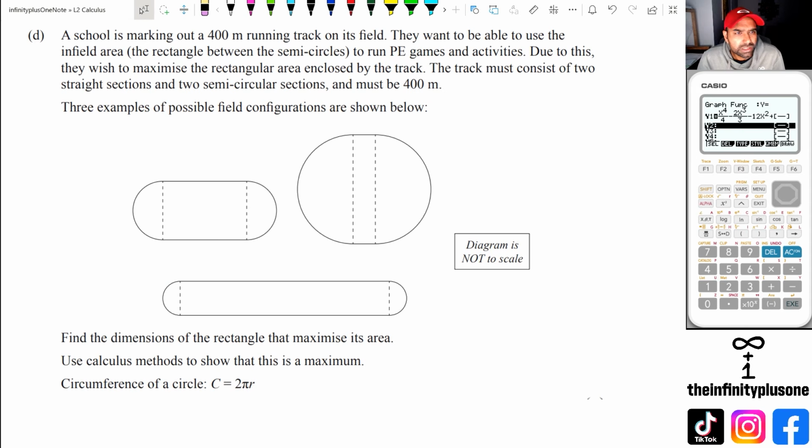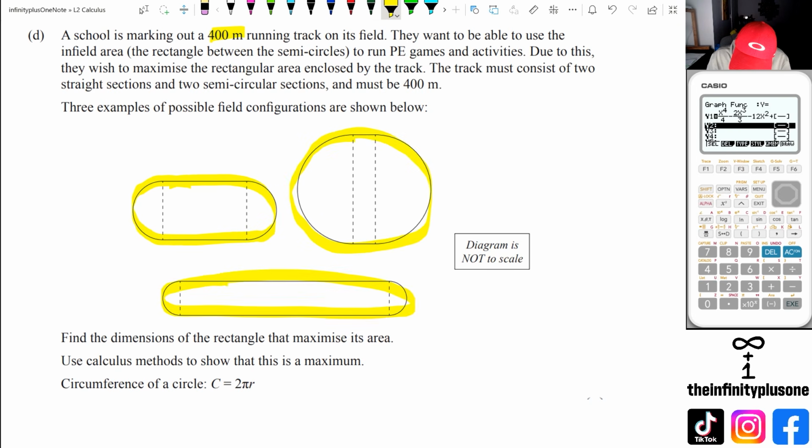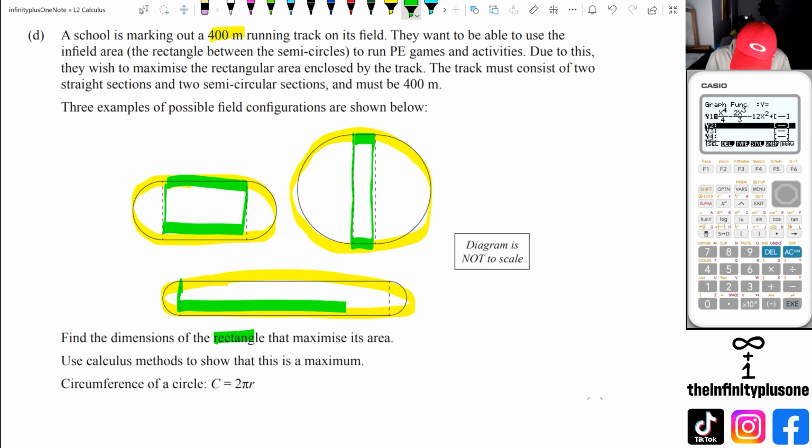So with question D, what we've got is a circle and a rectangle. The rectangle is actually inside the circle. And what we know is we've got 400 meters of running track. Basically, this border here is worth 400 meters. What we're trying to figure out is the dimensions of the rectangle, so that's this part here. We want to figure out what is the maximum area this rectangle could be. So let's break this down, okay?